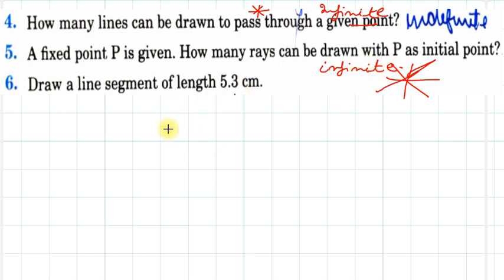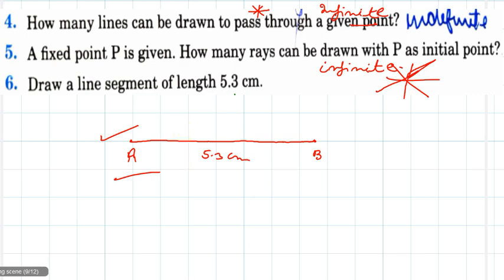Draw a line segment of 5.3. So with the help of a scale, put point A here, measure the length 5.3. Suppose it is at B, so we can meet these ends with the help of the scale. So this is a line AB, line segment AB of length 5.3 centimeter. Right, students?